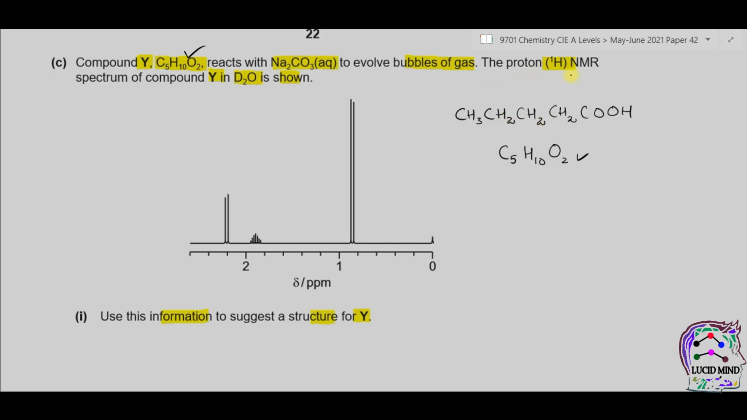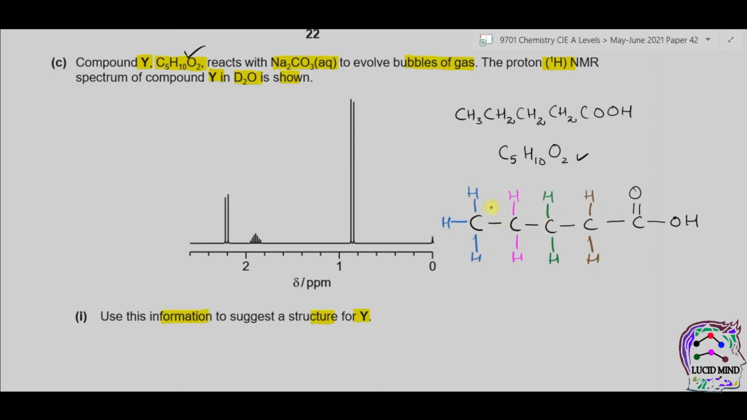Let's find out the proton NMR spectrum of this compound Y. First we have to find out the different environments. Let's first draw this structure: 1, 2, 3, 4, then we have this. Now let's draw the hydrogen atoms. These 3 hydrogen atoms are present with 1 carbon. These 2 hydrogen atoms are present with this carbon. Then we have these 2 hydrogens, then these 2 hydrogens.